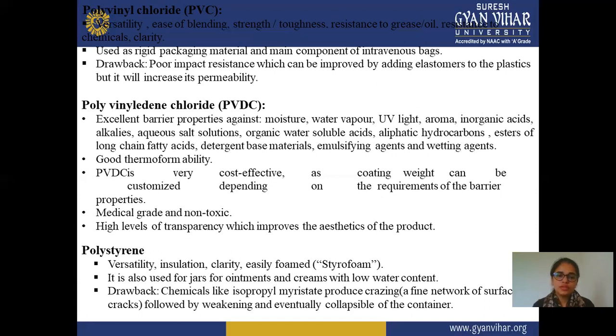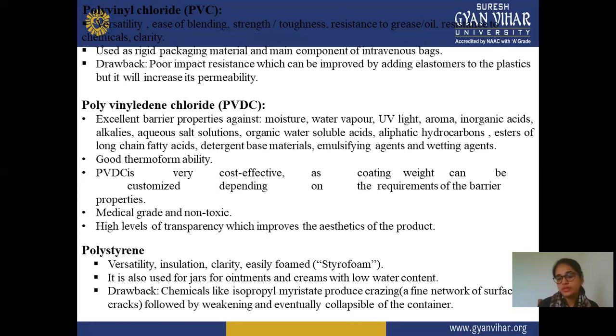Next, the drawback of polystyrene. Chemicals like isopropyl myristate produce a fine network of surface cracks, followed by weakening and eventually collapse of the container. So we can say it has good properties with some formulations, but chemicals like isopropyl myristate cause cracking, followed by weakening and eventually collapse of the container.